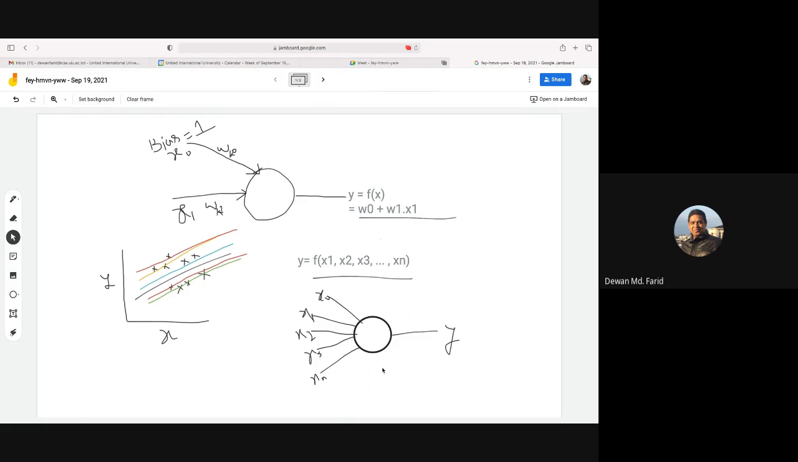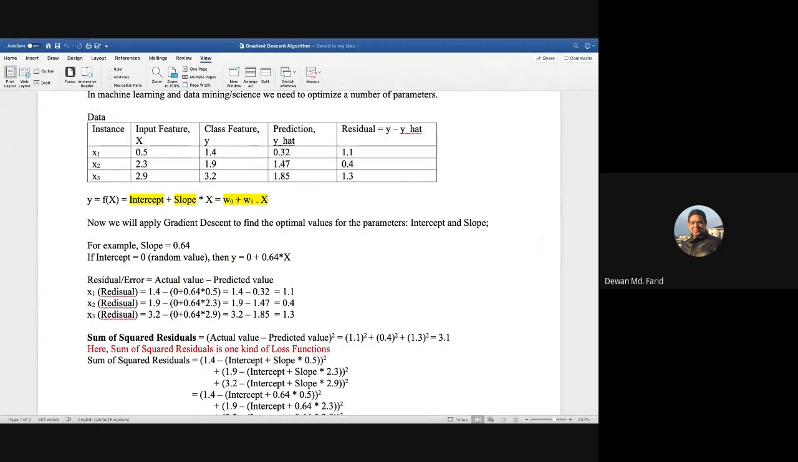So we now have an n-dimensional line, and we have to find the minimum error with the n-dimensional line. Here we are finding the error with a one-dimensional line, but for n-dimensional inputs we need to find the error for an n-dimensional line. So that will be more complex, right? Yes, sir. Okay.